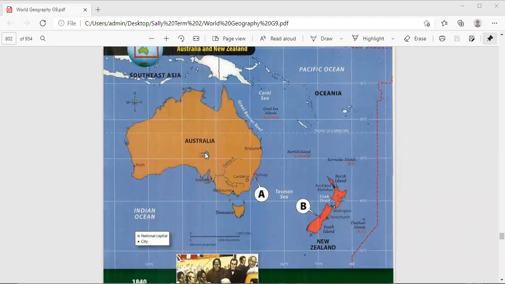How might being surrounded by water have affected life in Australia and New Zealand? Just try to guess. How might the physical geography of Australia have affected how people live in this place? Maybe they rely on fishing as their main economic activity. Yes, it's one possible answer.